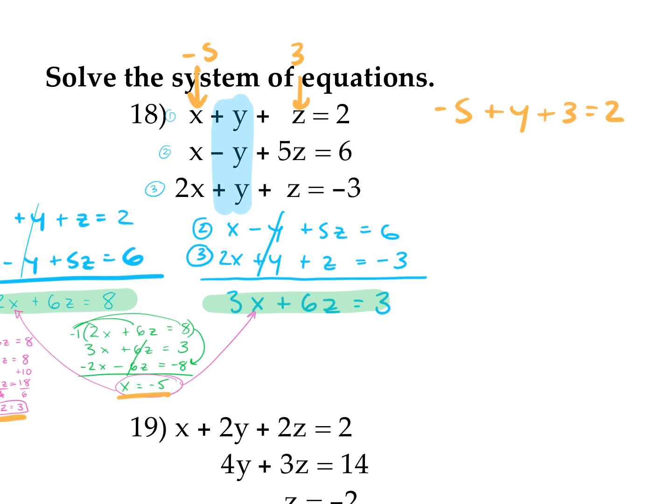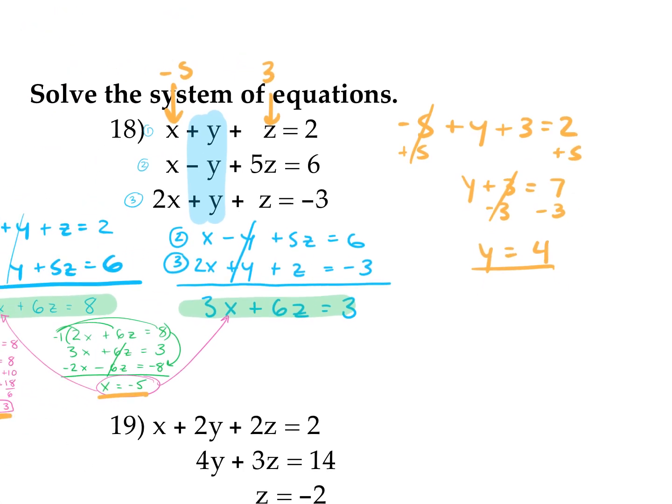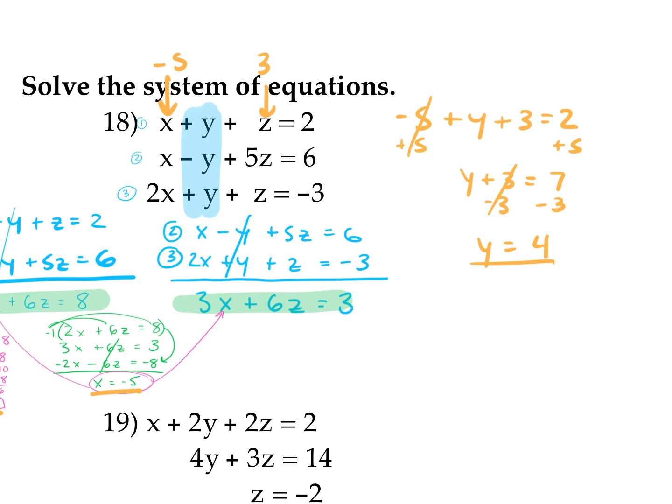So here we're solving for y. What would I do first to solve for y? I can add 5 to move it to the other side. So y plus 3 is equal to 7. What else? Subtract 3. So y is equal to 4. Perfect. How would I write my answer? X then y then z. So negative 5, 4, 3.